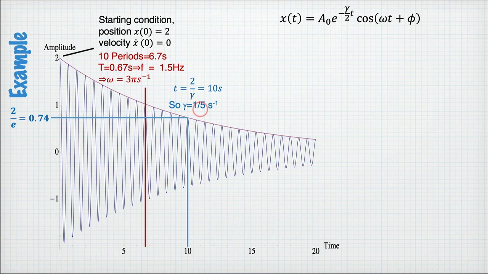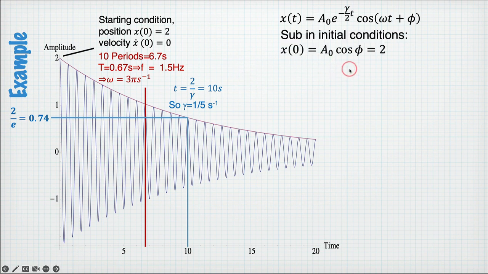To find omega, we can just count 10 periods. That is 6.7 seconds, giving us a frequency of 1.5 hertz, or an angular frequency of 3 pi seconds to the minus 1. Now we know omega and gamma, we can substitute initial conditions and solve for everything else.